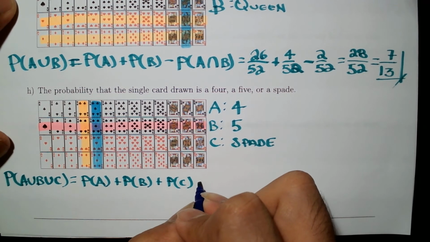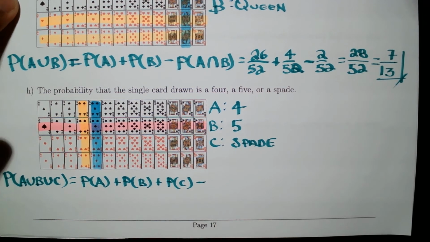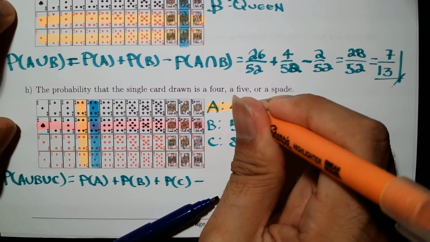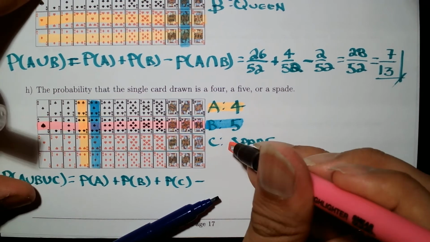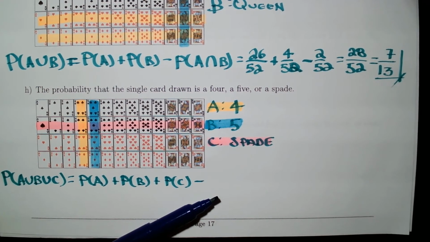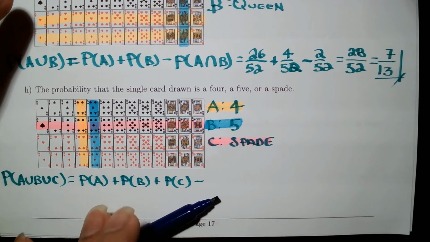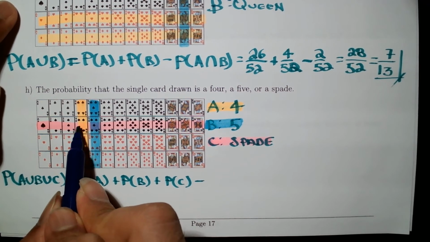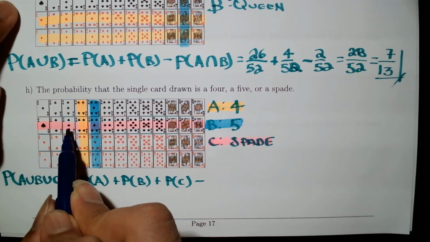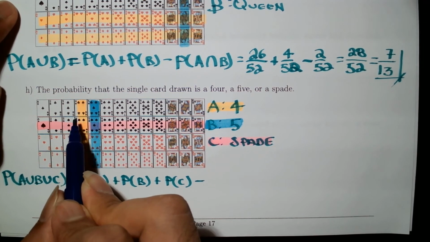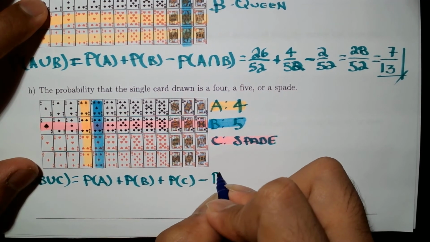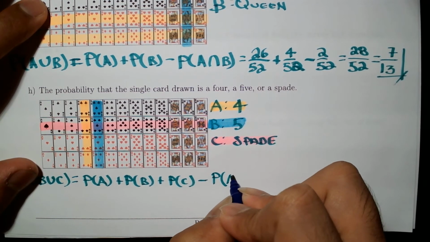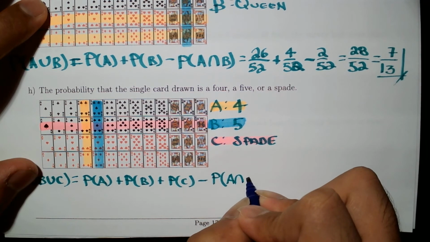but in this case I'm going to subtract. Okay, so let me highlight. A is orange, B is blue, and C is pink. So in this case, I'm going to subtract the overlap between the orange and the pink, which will be the intersection between A and C.